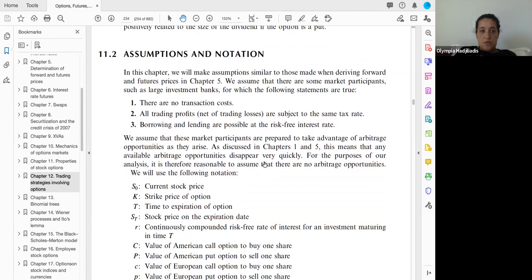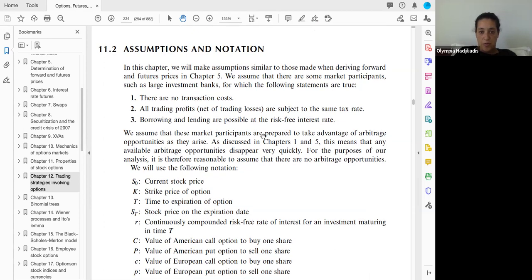So, assumptions and notations. In this chapter, we will make assumptions similar to those made when deriving forward and futures prices in chapter 5. We assume that there are some participants, such as large investment banks, for which the following statements are true. There are no transaction costs. All trading profits, net of trading losses, are subject to the same tax rate.